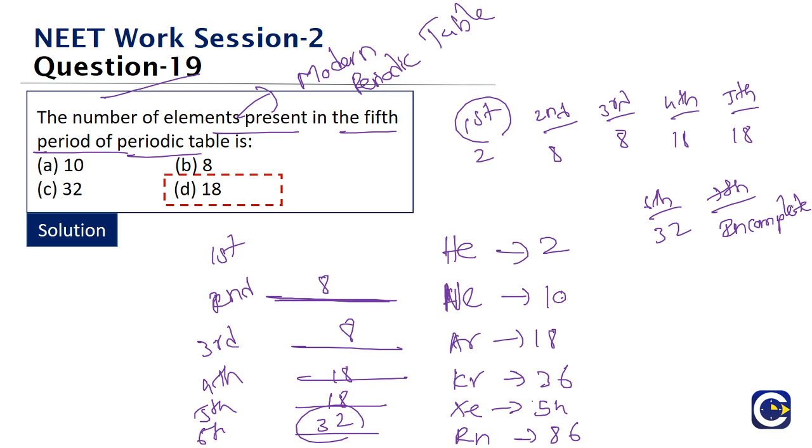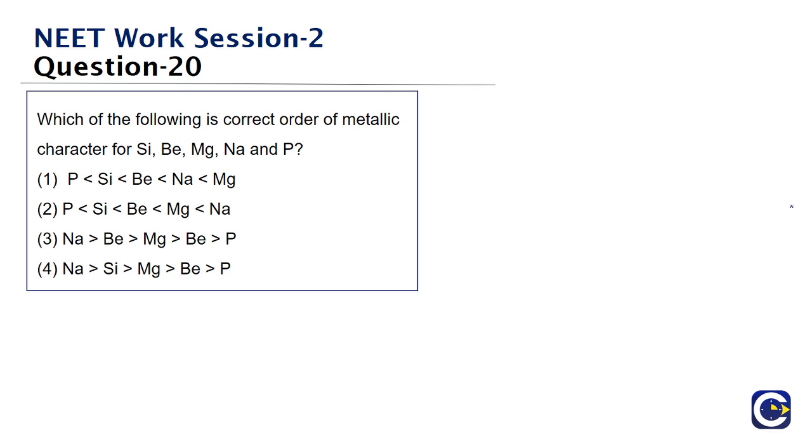Okay, coming back to the question, what are they asking us? The number of elements in the fifth period. What is the number of elements in the fifth period? 18. So the correct answer is option D. Next we'll go to question number 20.